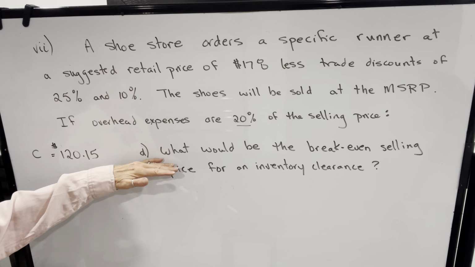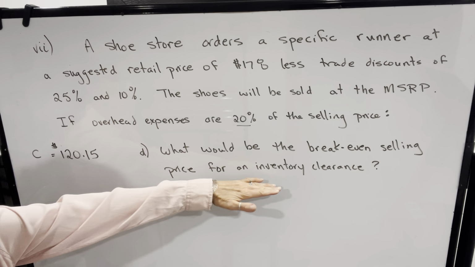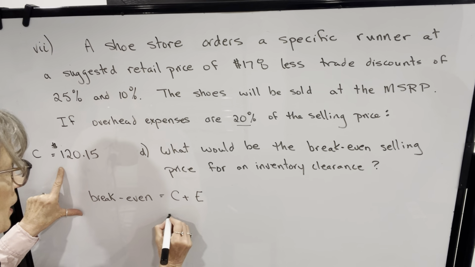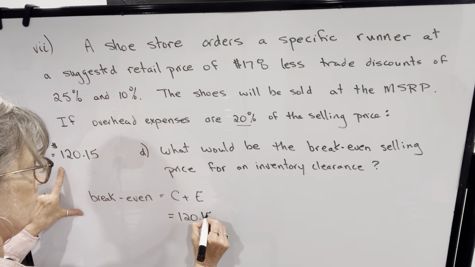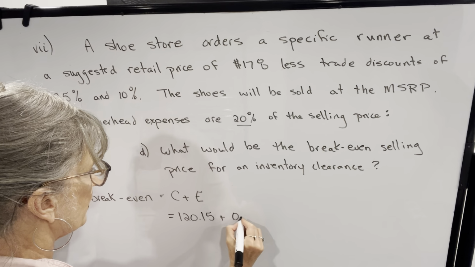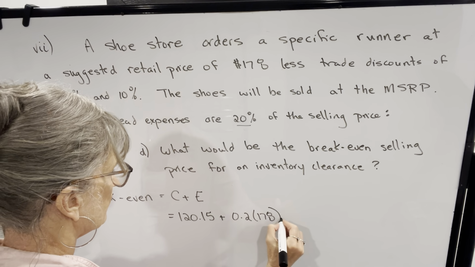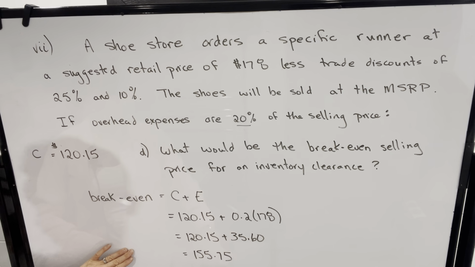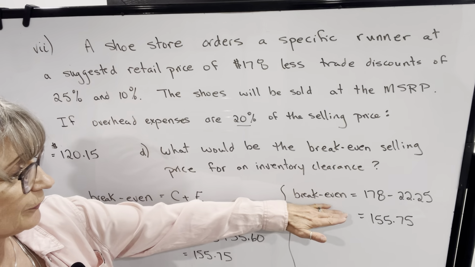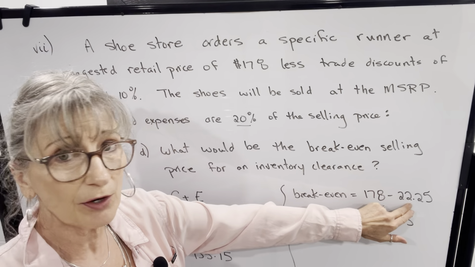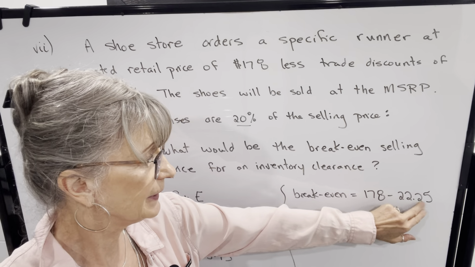And the last part to this question says, what would be the break-even selling price for an inventory clearance? So the break-even price would just be the cost and expenses. We know the cost of the shoes is $120.15. The expenses, we calculated it earlier, was 20% of the selling price, so 20% of 178. 0.2 times 178 is 35.60, so when we add these, we get a break-even selling price of $155.75. Another way we could have found the break-even selling price is we could have taken the selling price of 178 and subtracted the profit that we found in part A of 22.25, and that would give us the same value as well.